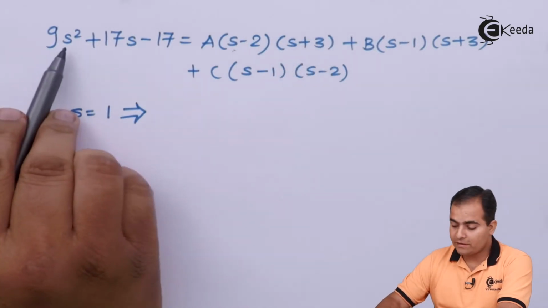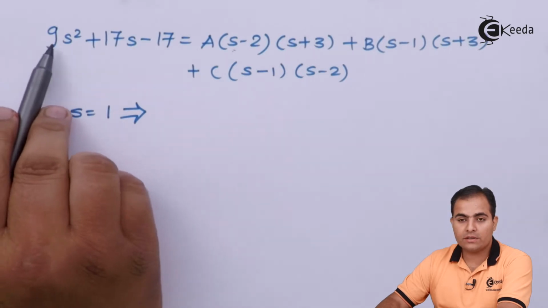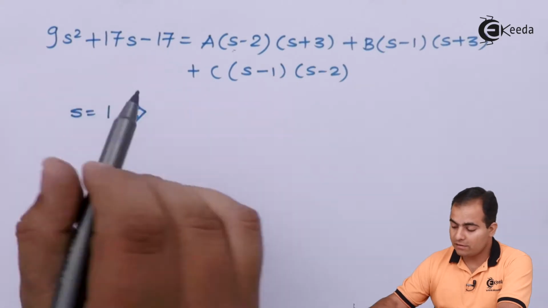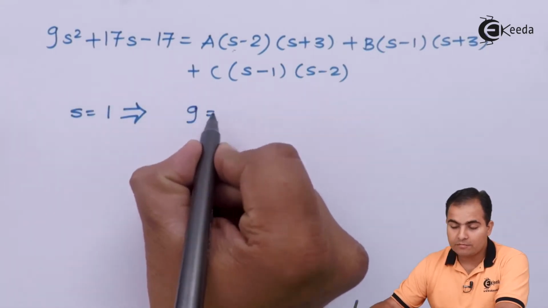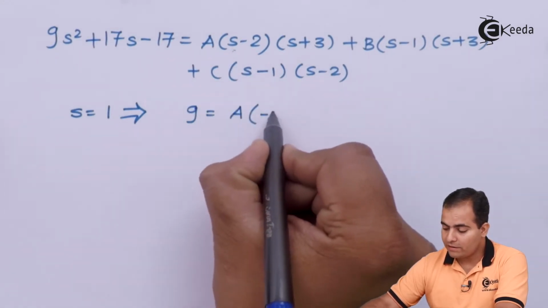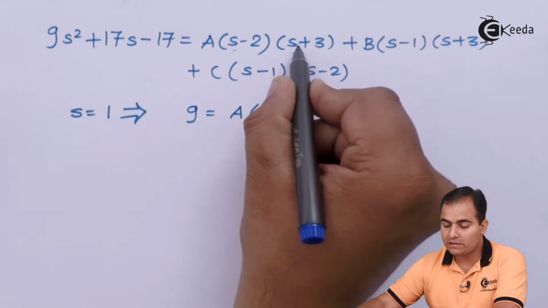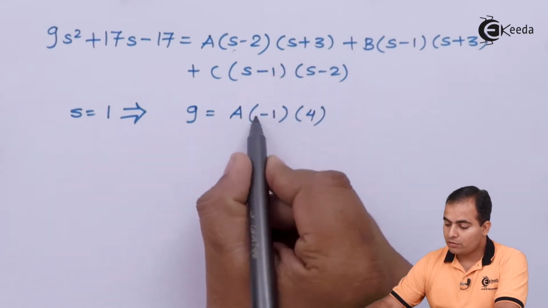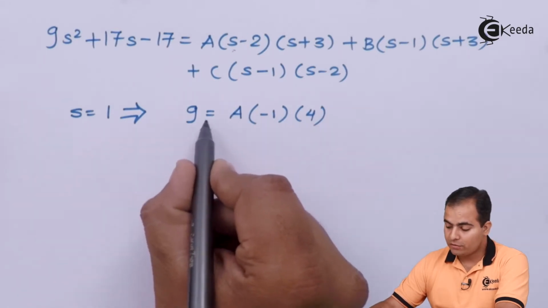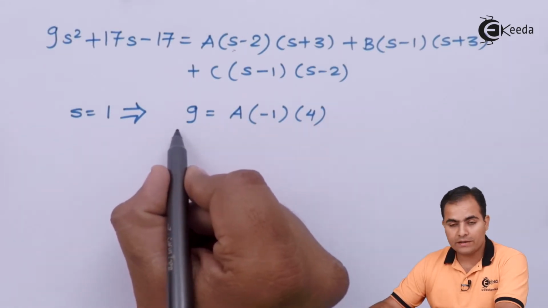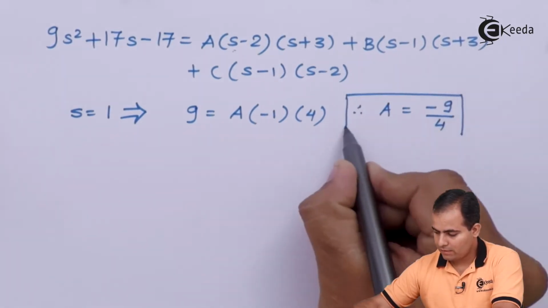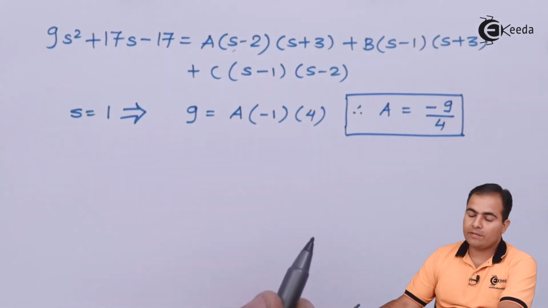On the left hand side, if I substitute s equals 1, then 9 into 1 becomes 9, and 17 into 1 becomes 17, and the 17 gets cancelled. So on the left hand side we get only 9. On the right hand side, this gives us minus 1, and this gives us 1 plus 3, which becomes 4. So on the right hand side you will get minus 4, and on the left hand side we have 9. If I shift this minus 4 to the denominator on the left hand side, our a value is minus 9 by 4.